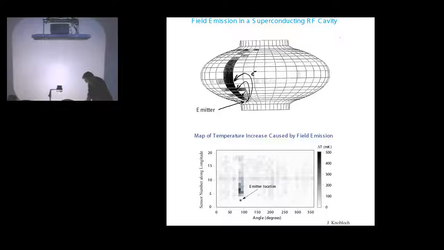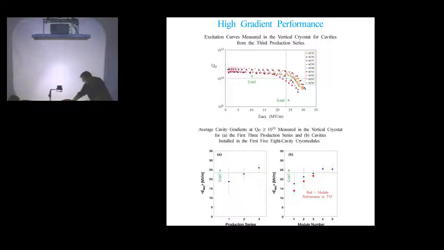So the way they generally characterize their cavities is by these Q versus gradient curves. And this is a series of curves for their latest production of cavities, which show the Q, again, at the 10 to the 10th level versus gradient. And as you can see, as you get to higher gradients, you get an exponentiation of this current, which then loads down the Q of the system.